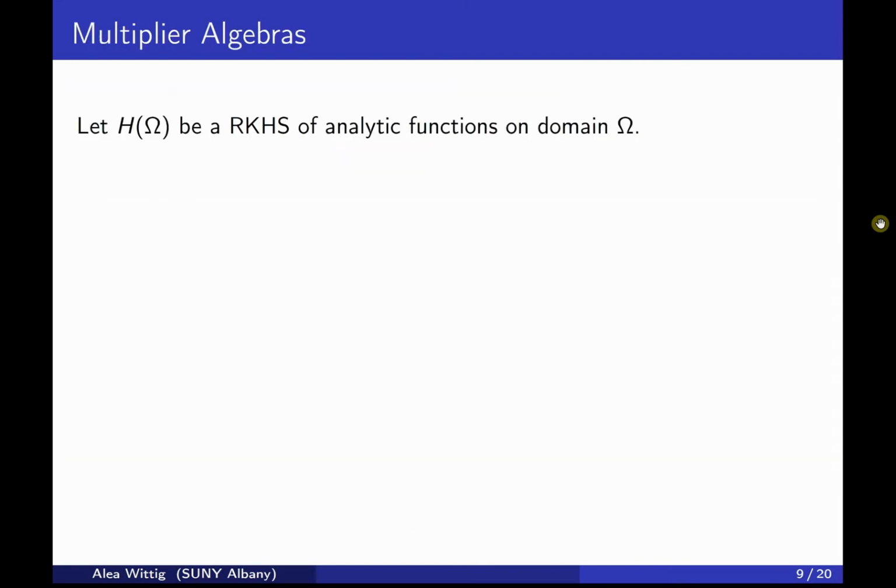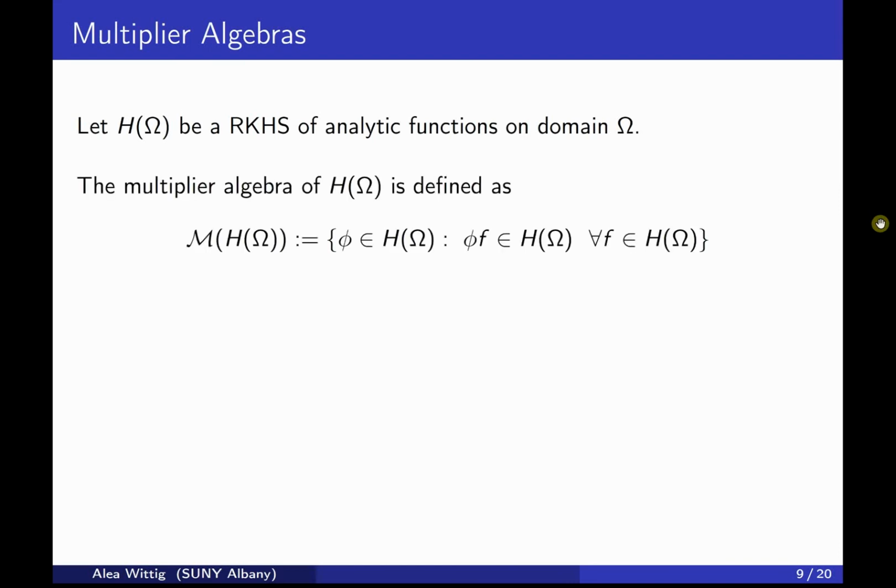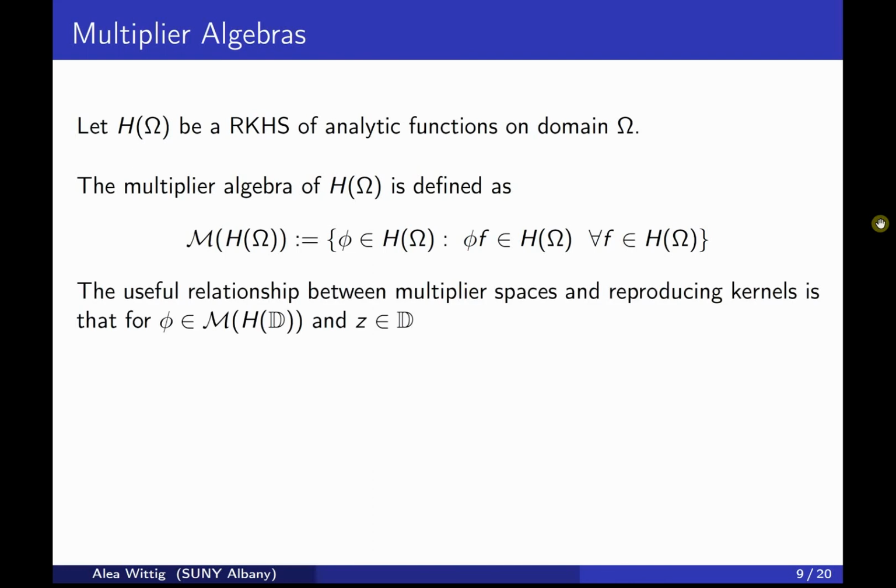Let H of omega be a reproducing kernel Hilbert space of analytic functions on domain omega. Then the multiplier algebra is defined as the set of functions in H omega whose product with another H omega function is also in H omega. The useful relationship between multiplier spaces and reproducing kernels is that for a function phi in the multiplier space and z in the disk, the adjoint of the multiplication operator of phi on the kernel at z is just the product of the conjugate of phi and the kernel at z.